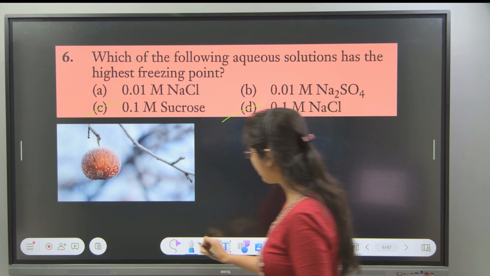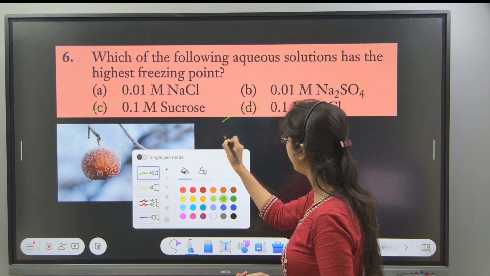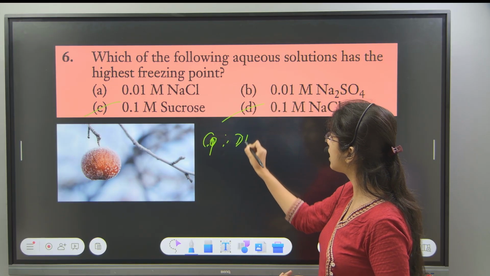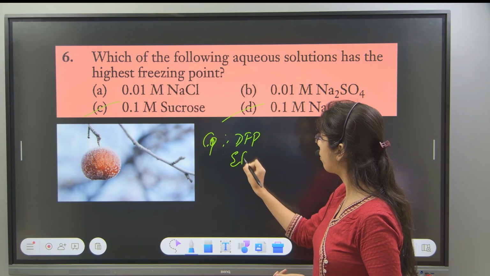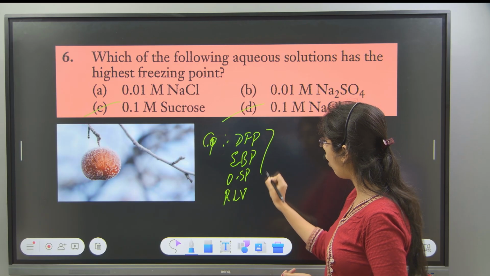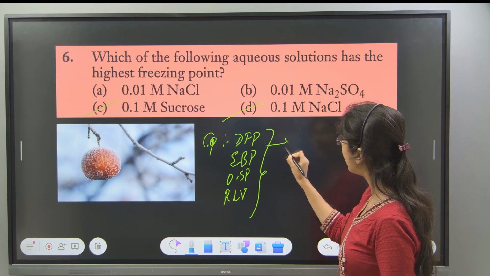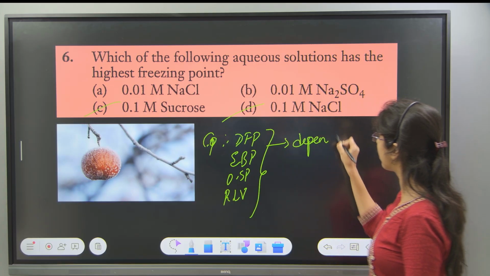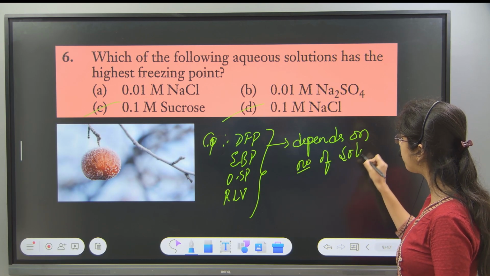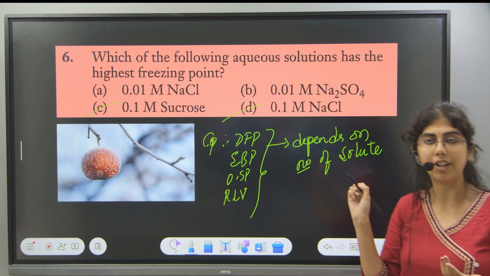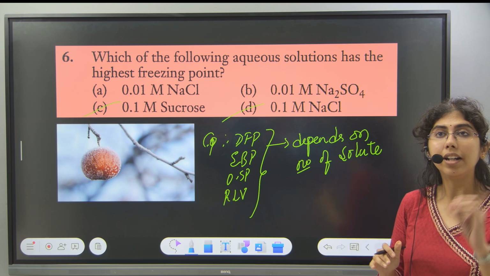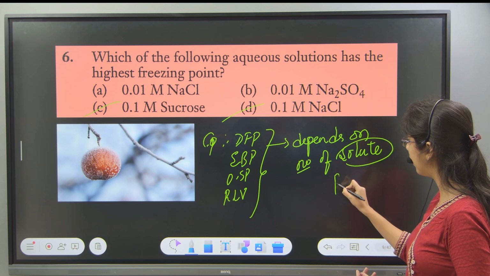Okay. So now all this colligative property, the depression in freezing point, elevation in boiling point, osmotic pressure, relative lowering of vapor pressure, all depends on the number of solute particles. It doesn't depend on what kind of solute particle you are taking, whether it is NaCl or glucose or something. It depends on the number of solute particles, right?